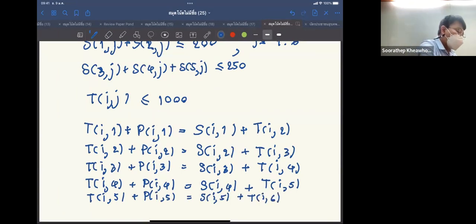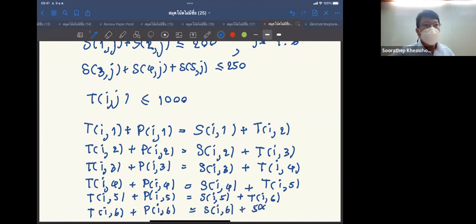But for the sixth month, we don't have Ti7, so it must be 500. Right? It must be 500 because it is required that at the end of the course, we have to keep the oil, each type of oil 500, the same amount as at the beginning.